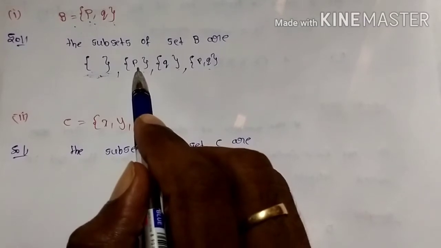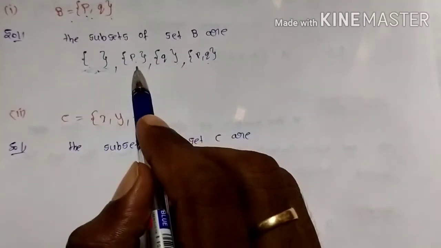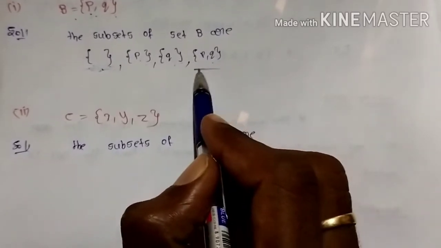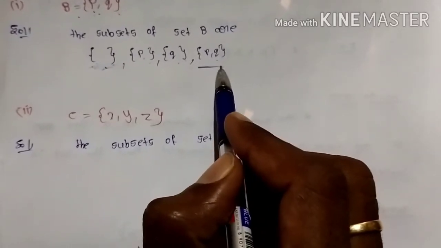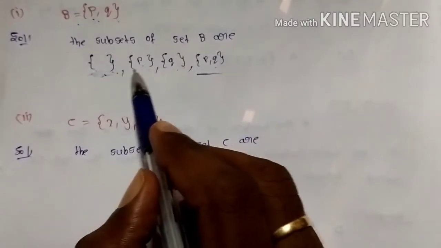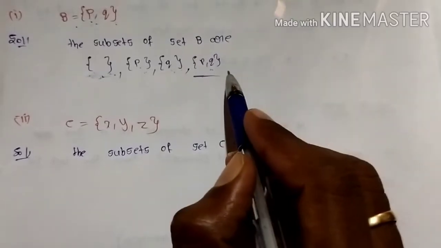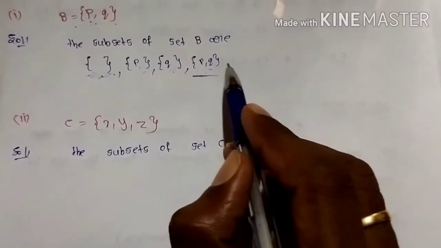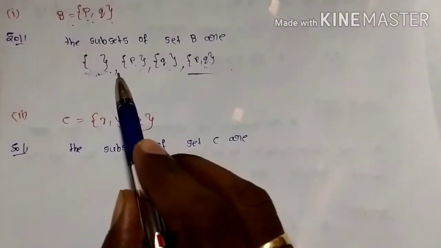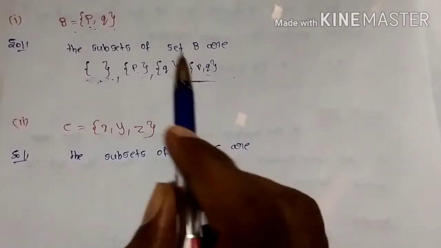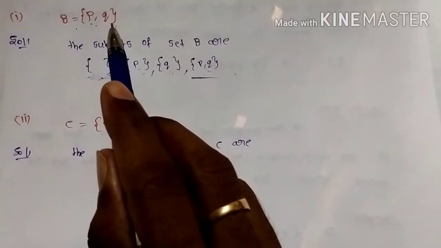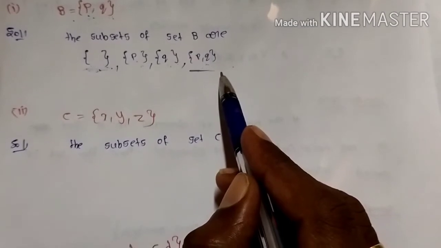After that you can consider one element. First you can take P, next one you can take Q. And also you can remember every set is a subset of itself. Every set is a subset of itself. How many? Just count: 1, 2, 3, 4. How many subsets are available? 4 only. Once again I will tell you, there are a total of 4 subsets of the given set having 2 elements. If there are 2 elements in the given set, there are 4 subsets.